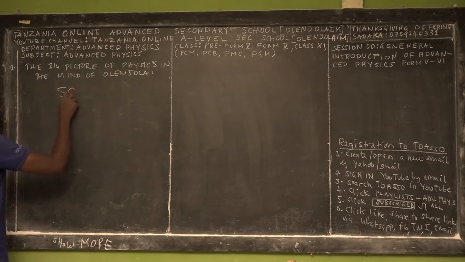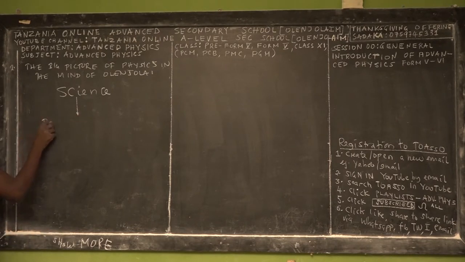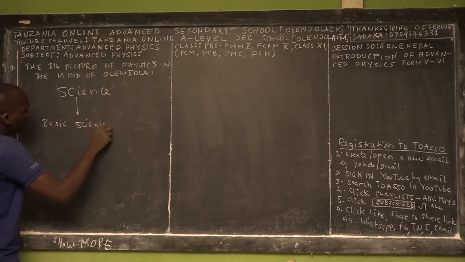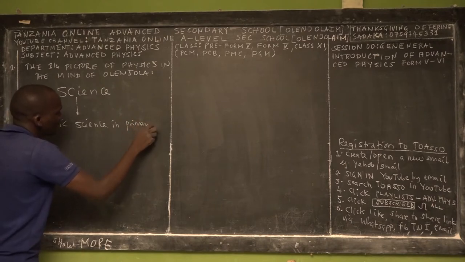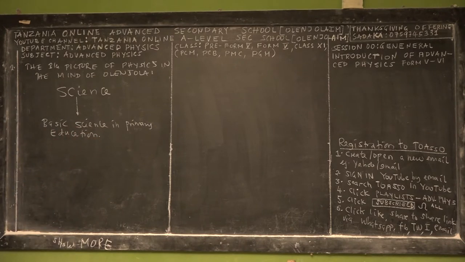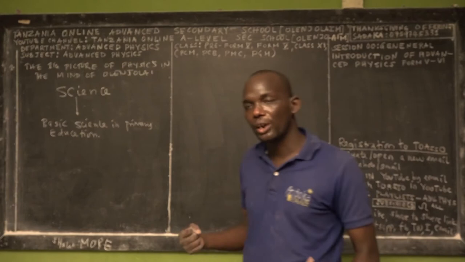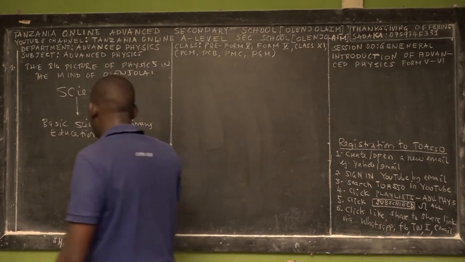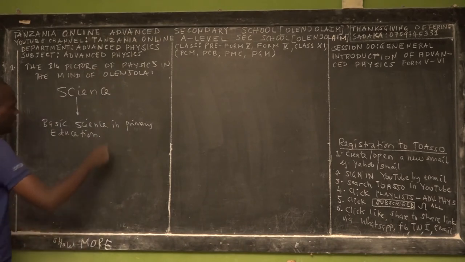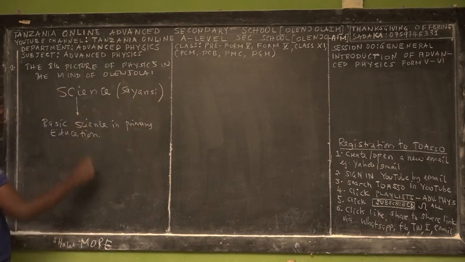So this advanced physics, before, we used to call it science during the primary education. Or this is just, let's say, the huge subject of science. So this huge subject of science, we began the journey when we learned about basic science in primary education. In primary education, we learn science in English medium primary school, and even in Swahili medium primary school, we learned a subject we call science. For example, myself, I'm a product of Swahili primary education, so I used to call it science.